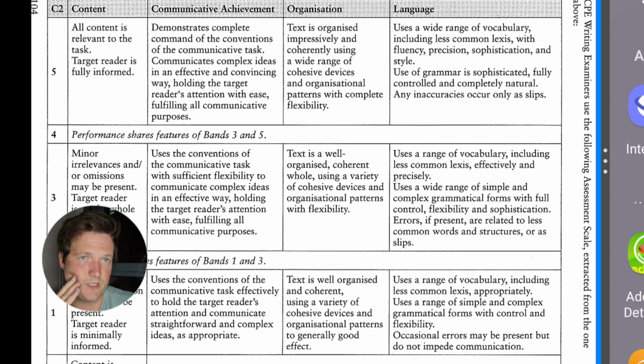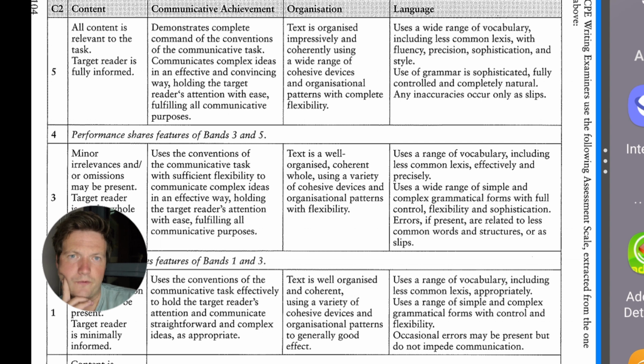Use of grammar is sophisticated, fully controlled, and completely natural. Any inaccuracies only occur as slips. No, I wouldn't go that far. What about a 3? I think we could probably get a 3 for language. Uses a range of vocabulary, including less common lexis, effectively and precisely. Uses a wide range of simple and complex grammatical forms with full control, flexibility and sophistication. Errors, if present, are related to less common words and structures or as slips. Definitely, there were a couple of slips and a couple of errors with more sophisticated terms. So I think we could get a 3 for language there.